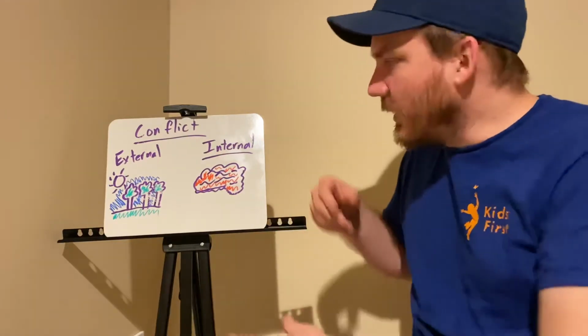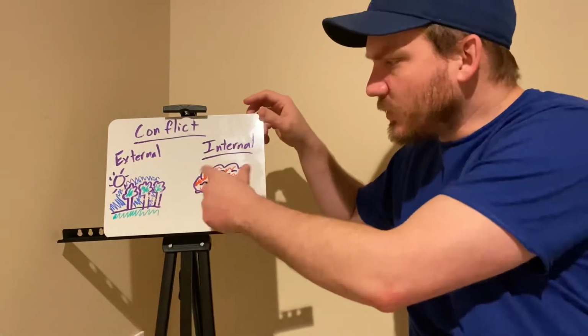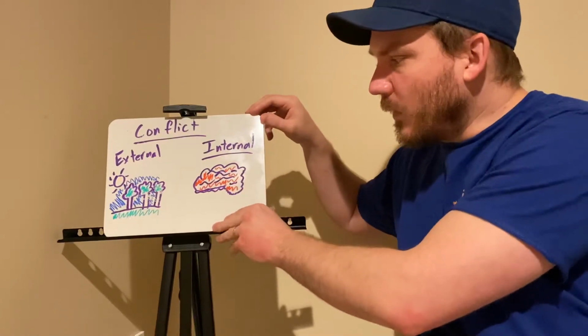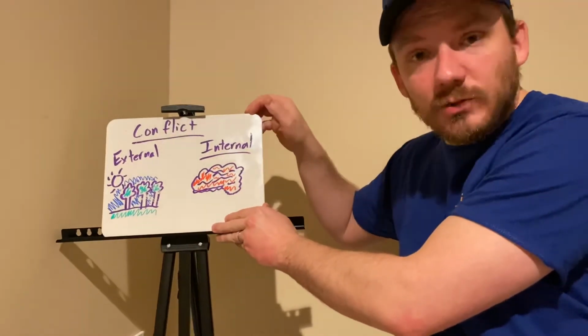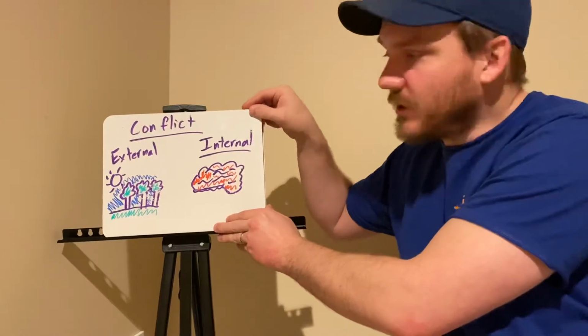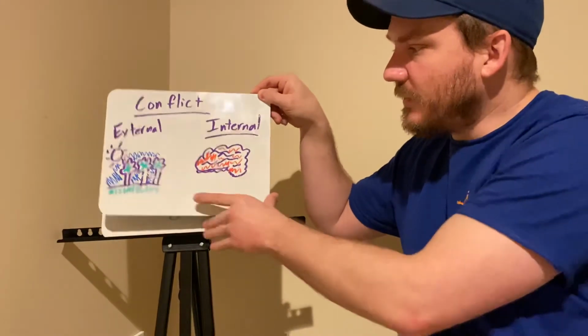That's outside the character. Internal is inside. This is supposed to be a brain. And it has nothing to do with Belinda. It has to do with Robert remembering his lines and worried he's going to mess that up. So that's inside versus the outside.